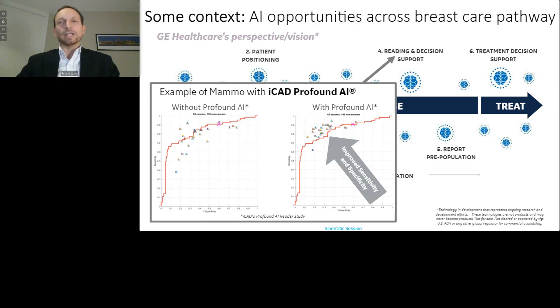They have this great solution called Profound AI 3D, where many of you may have already seen it or tried it. It has a very significant tangible impact on sensitivity and specificity improvements, which can be seen on the left and the right comparison here. The left side are different radiologists, how they perform without Profound AI. The right side is with Profound AI supporting the radiologist during the reading. In addition to improving the sensitivity and the specificity, it also significantly improved the reading efficiency and the time to read.